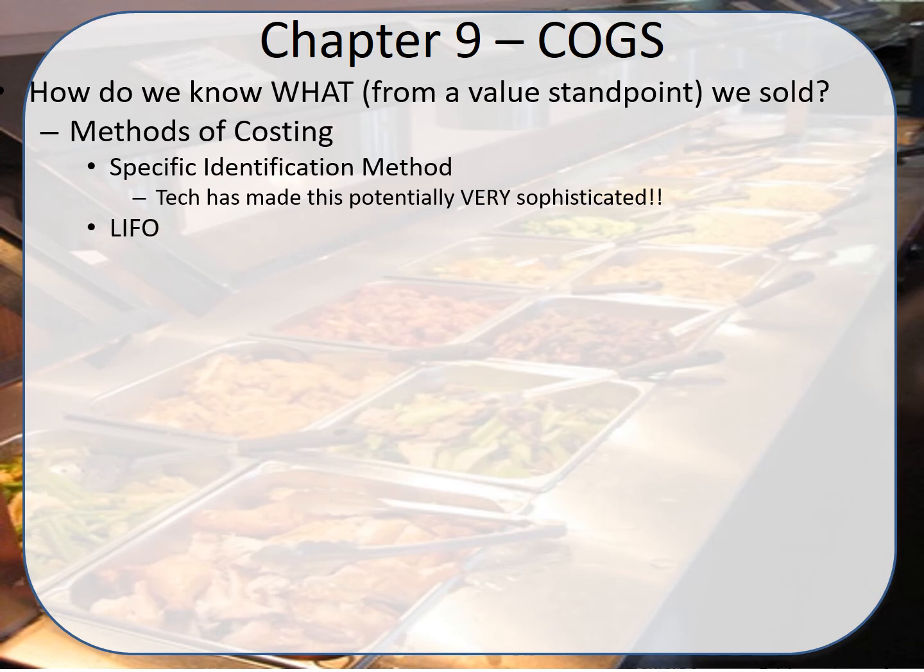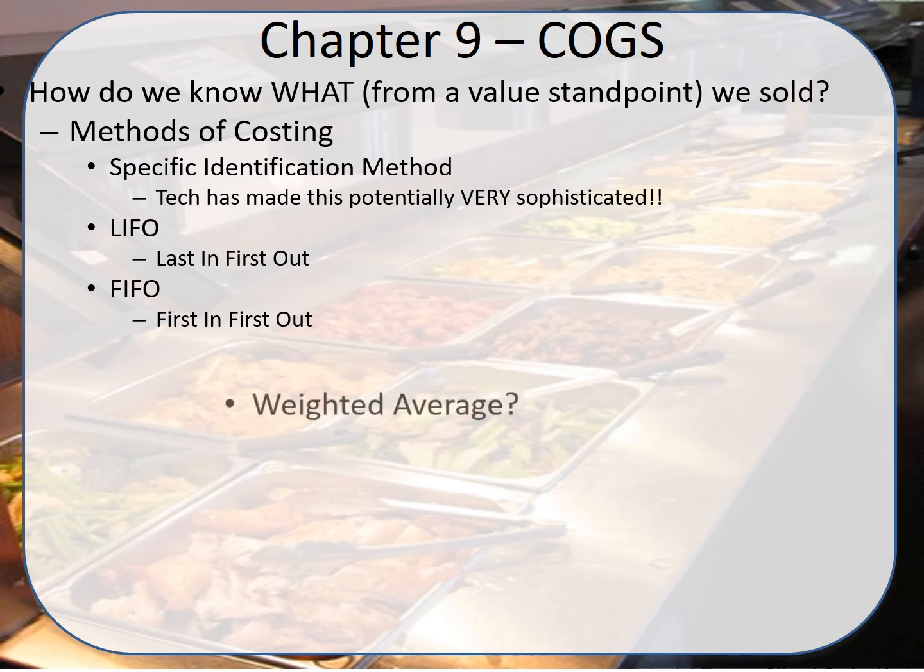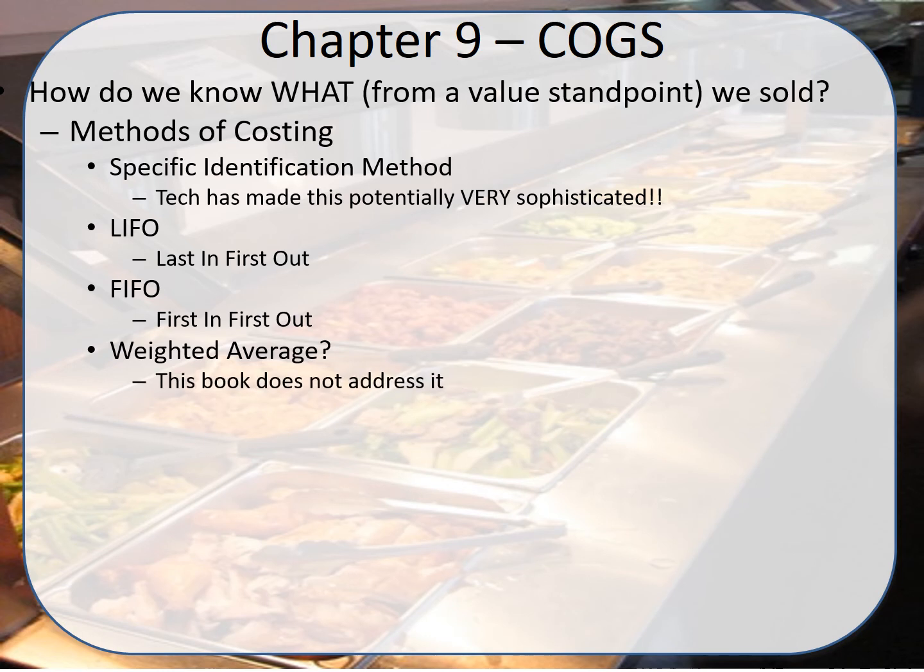So how can we figure out which ones we sold? Well, we've got two methods we can pick from. Actually 3, but we'll use 2. LIFO, which, if you remember right, is last in, first out. So the last inventory we had is the first inventory we sell. Or you can use FIFO, which means your first inventory in is the first inventory out, or the first inventory you sell. There are a couple other options, one being weighted average, although this book doesn't address it.